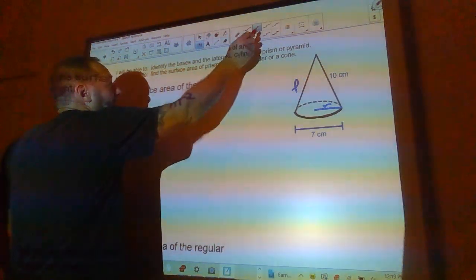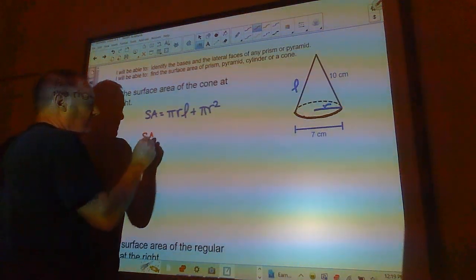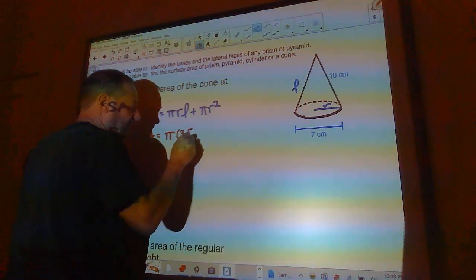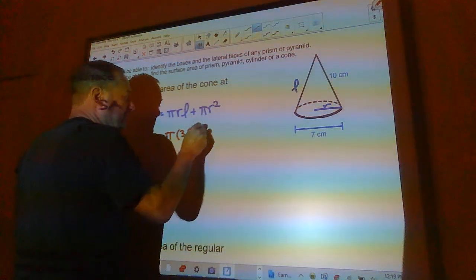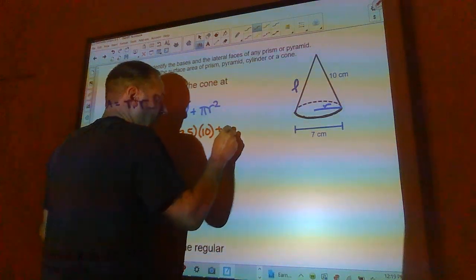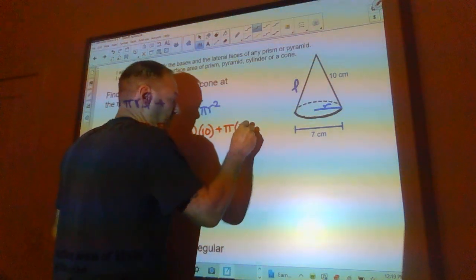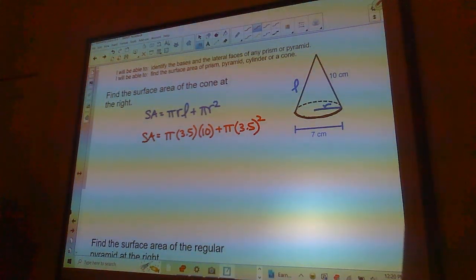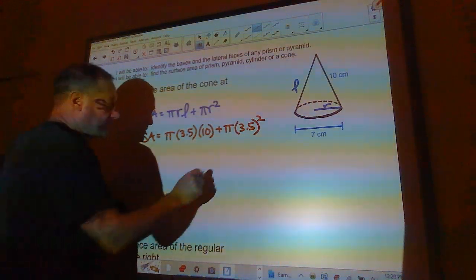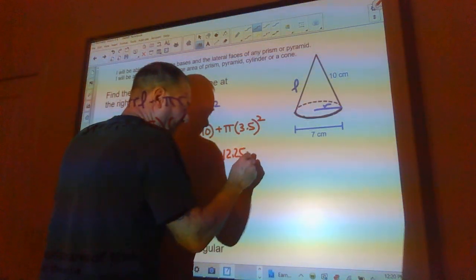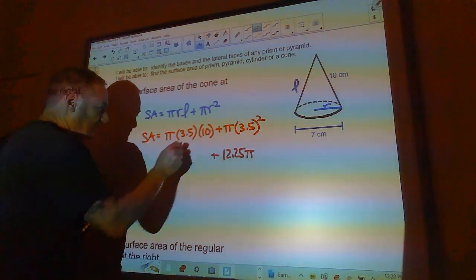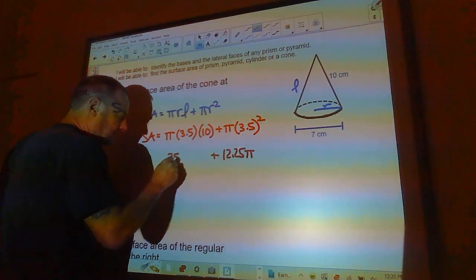And then you just find the surface area. It's pretty easy. So pi times the radius, which is 3.5. Be careful of that again. Don't use 7. Times the slant height is 10. Plus pi times the radius, 3.5 squared. Okay. So 3.5 times 3.5, this is 12.25 pi here. Make sure you don't just multiply that by 2 as well, like a lot of people do. This is 35 pi.